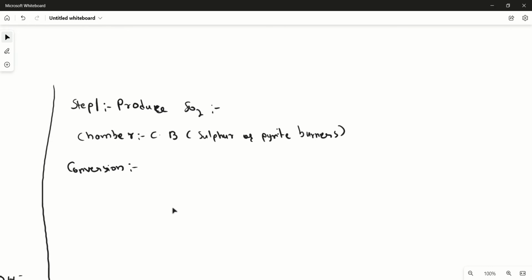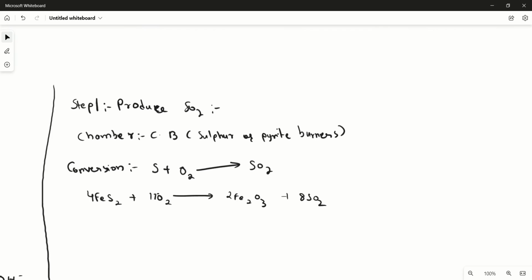Okay, so the conversion, I told you there's two ways. We can either burn sulfur or pyrite burners. Sulfur is much easier because it's just S plus O2 gives us SO2. That's how easy it is. But then there's also the pyrite burners method, which is 4FeS2 plus 11 O2 gives us 2Fe2O3 plus 8 SO2. This gives more, but this is easier.